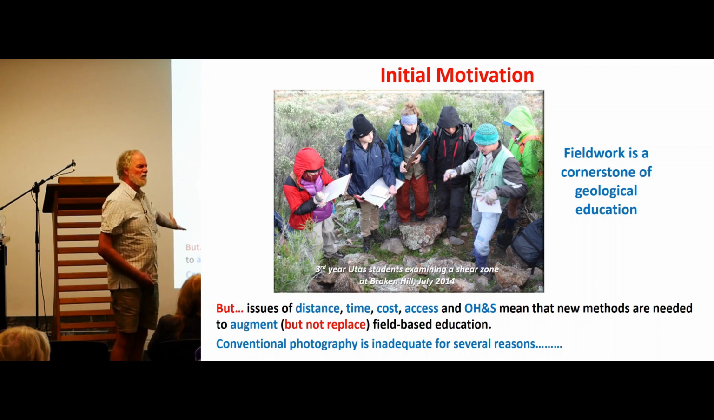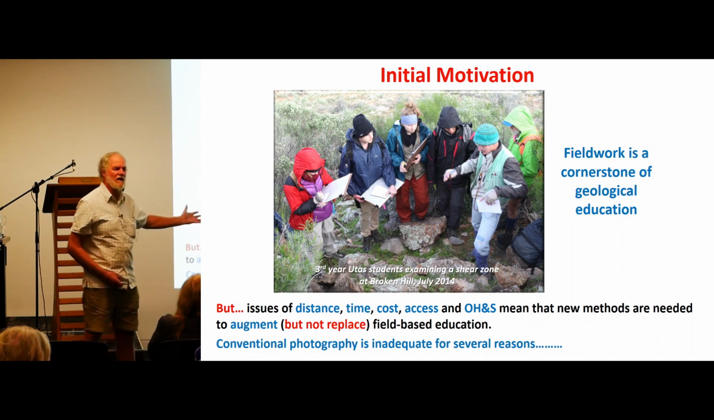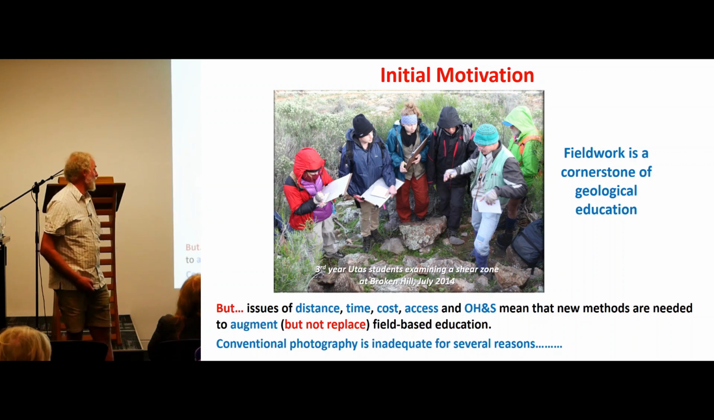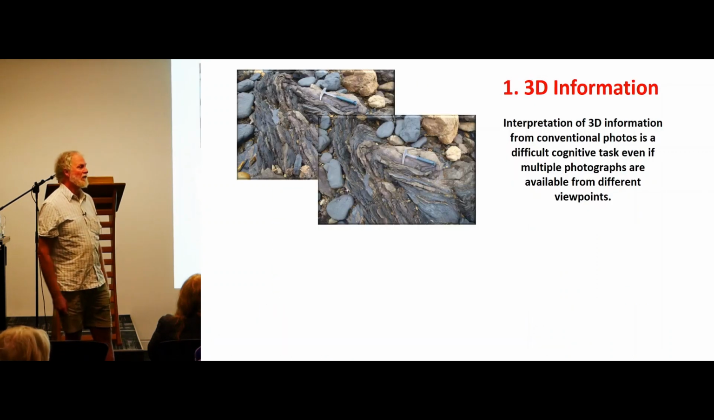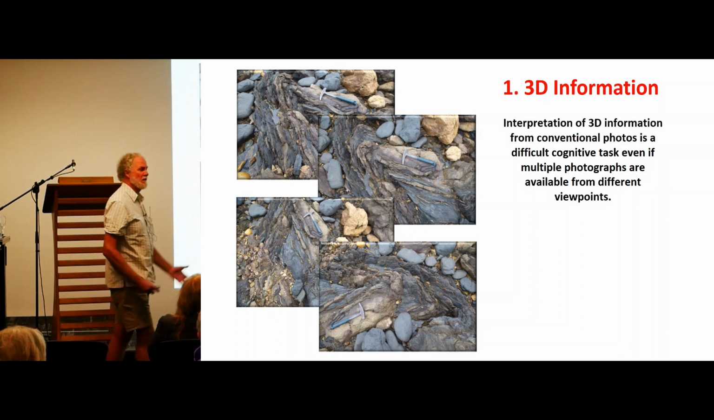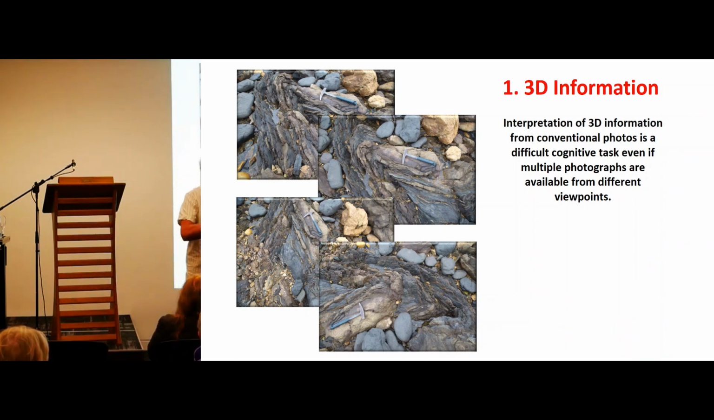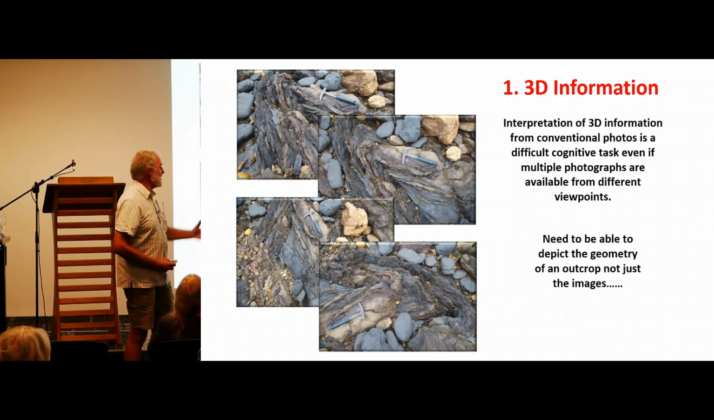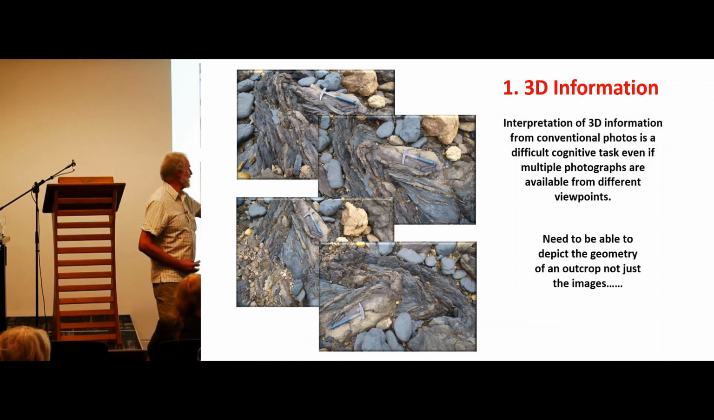And conventional photography just really isn't adequate. I'm going to tell you why, and there are a number of reasons for that. The first of these reasons is about three-dimensional information. Geology is really three-dimensional. It's all about understanding the three-dimensionality of things. Yet if I give you an individual photograph, or even several photographs, it's a very difficult cognitive task to take those photographs and, in your mind, turn them into a three-dimensional object. So if we're going to do this properly, we need to be able to depict the geometry as well as just the texture.